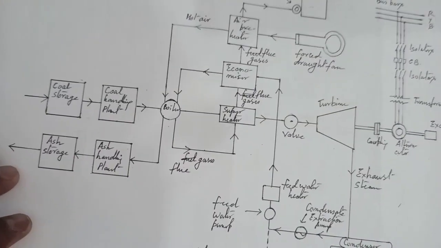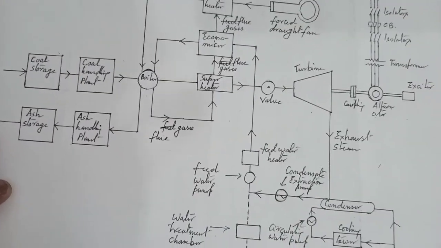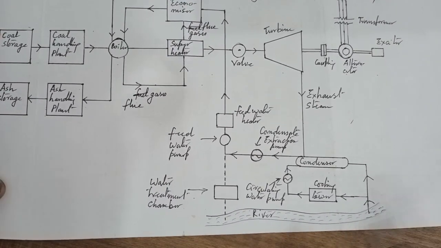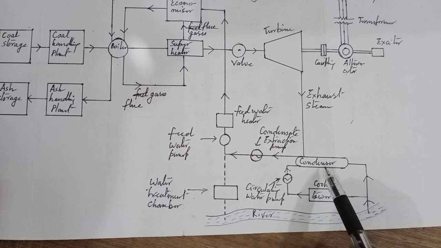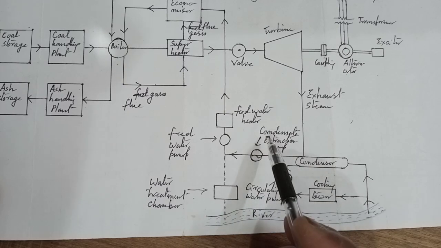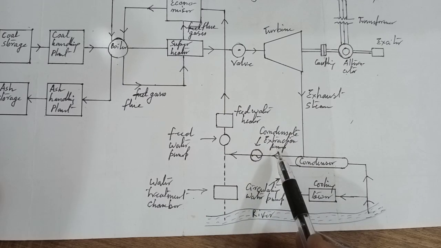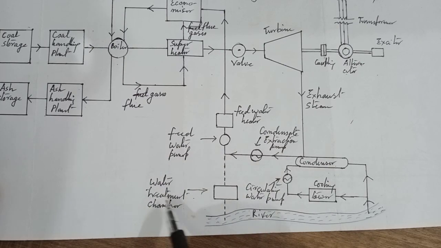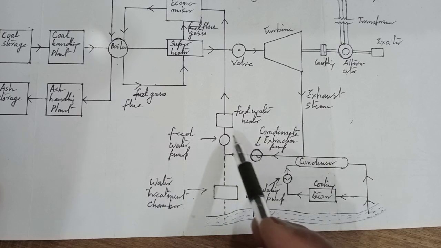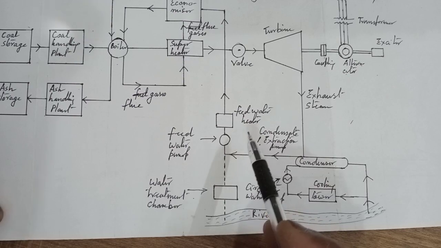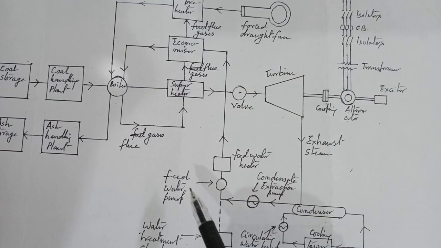This is the river, cooling water, condenser, circulating water pump, condensate extraction pump, feed water pump, water treatment chamber, feed water heater, and then this goes to economizer.